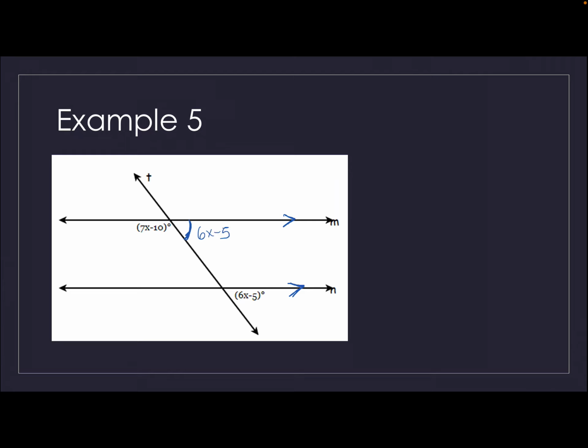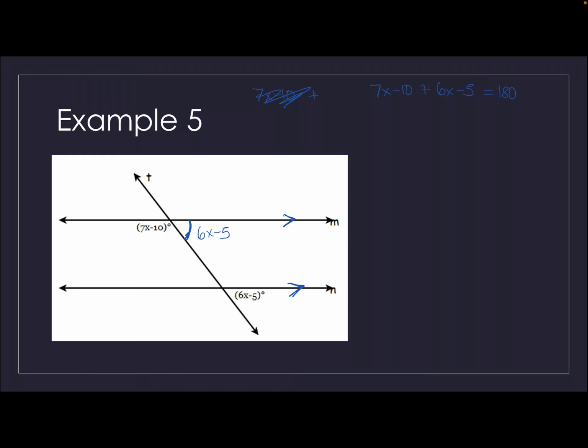In a previous video, we covered a linear pair. A linear pair forms a straight angle. And so now we have these two angles that form a straight angle, which means that 7x minus 10 plus, all right, I shouldn't work that right here. I should work it over here. So 7x minus 10 plus 6x minus 5 equals 180.